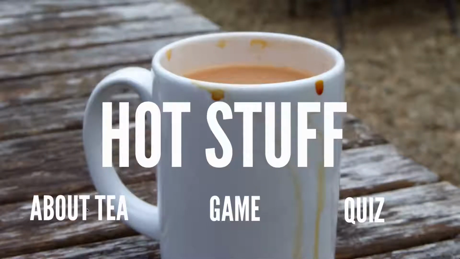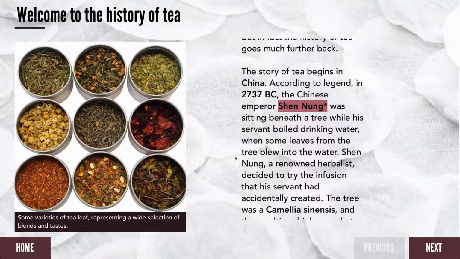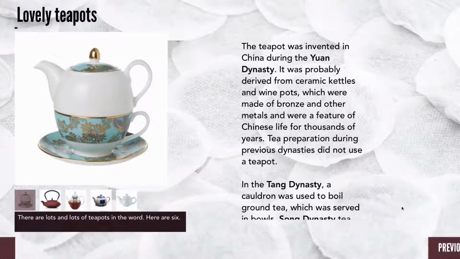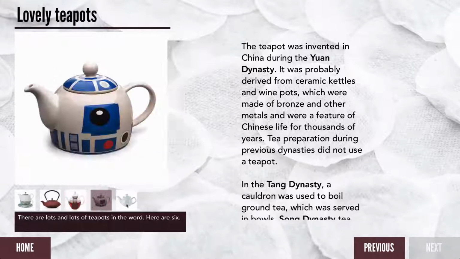Here are our existing sections. I'll click About T. Here's a page we did before. Here's some scrolling text. We've now got new buttons at the bottom. So let's go to the next page. Here it comes, and there you go. There is our mini gallery. It's as simple as that.